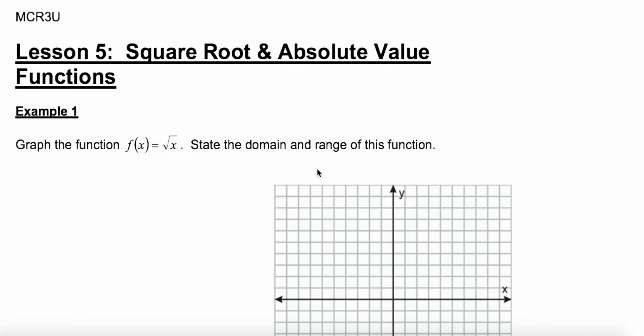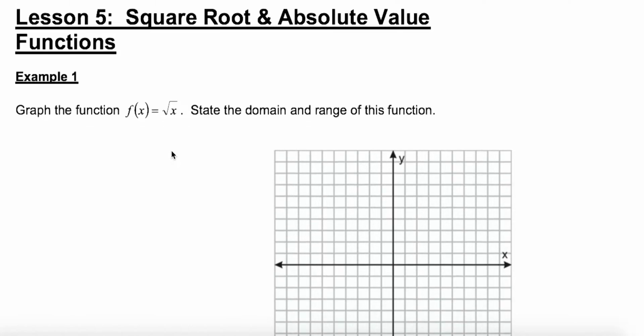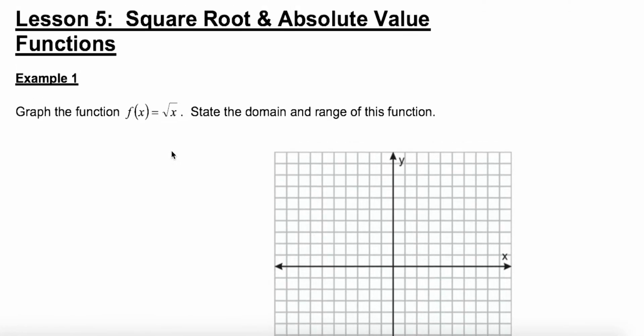Lesson 5, we're going to focus on the square root function and the absolute value function. So we've talked a little bit about the square root function already. Example 1, just remember when we see a square root function, there are some key points that we always want to use.